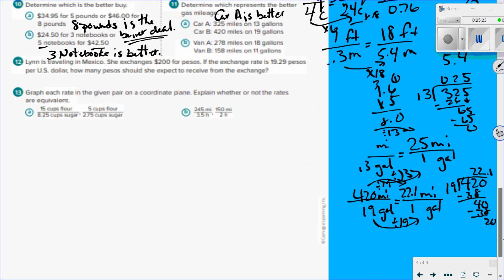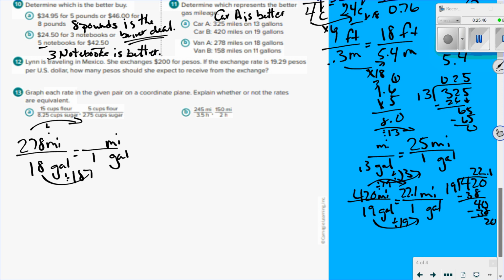You can always rewind. So our next one, we have 278 miles on 18 gallons. Guys, I'm hearing way too much chatter behind me. Please stop. So again, I'm going to go down to 1 gallon. Again, I'm dividing by 18. So 278 divided by 18. That's going to go what?